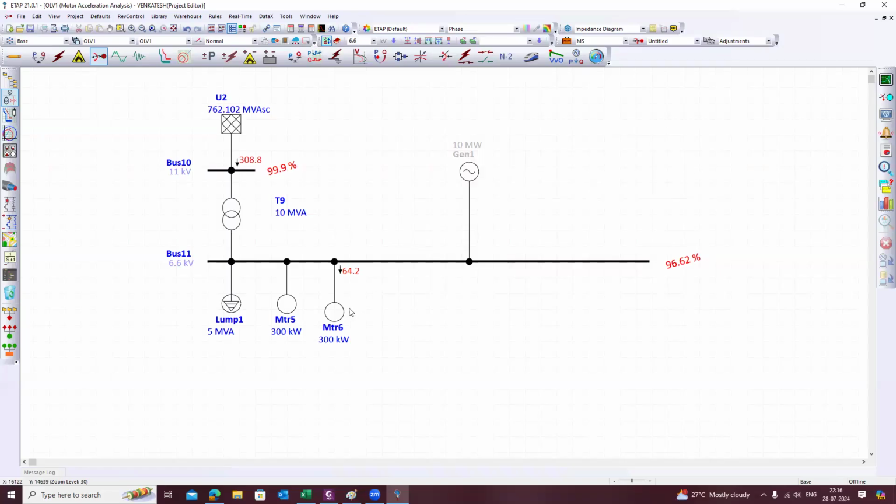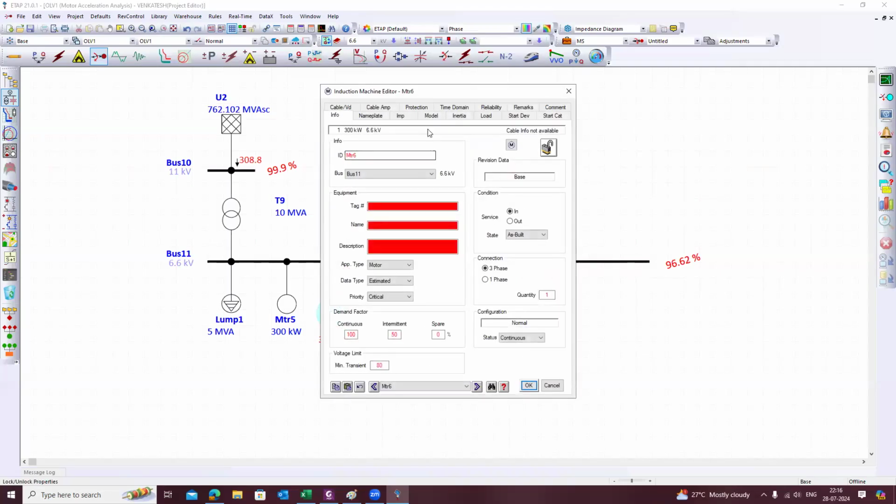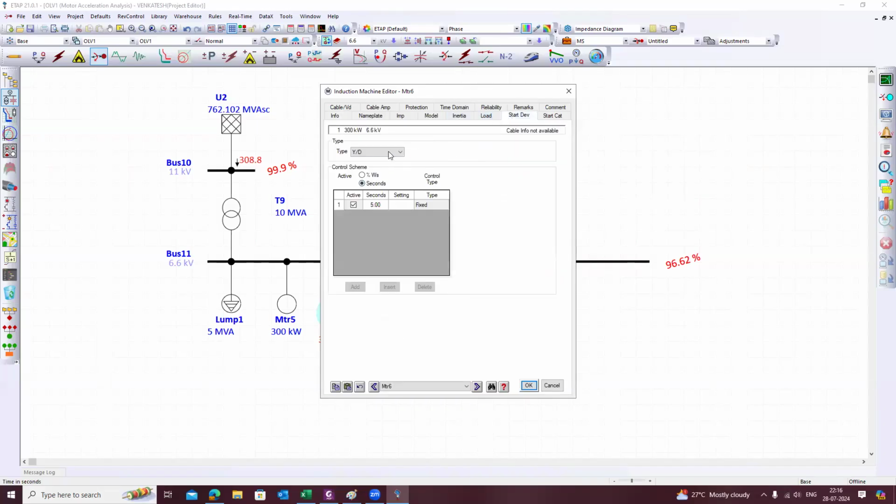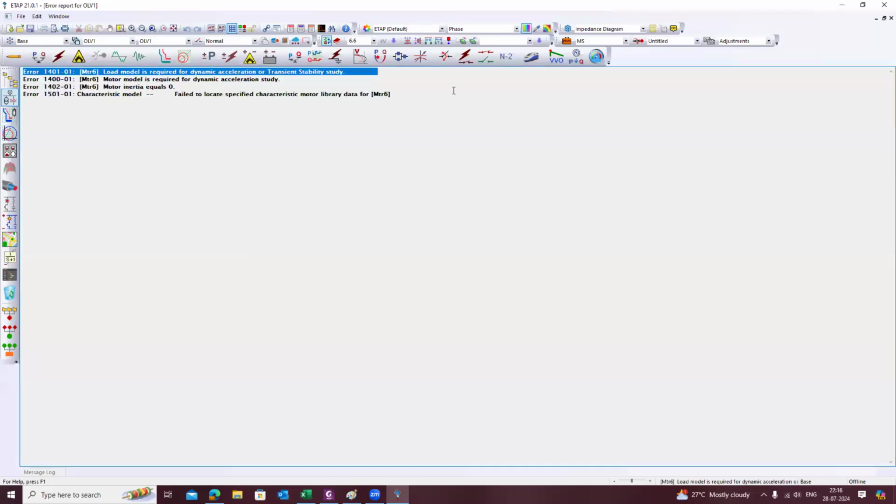Suppose if you start the motor without any star delta, let's see that. DOL, if you start the DOL, none. Okay, and if I run, sorry.